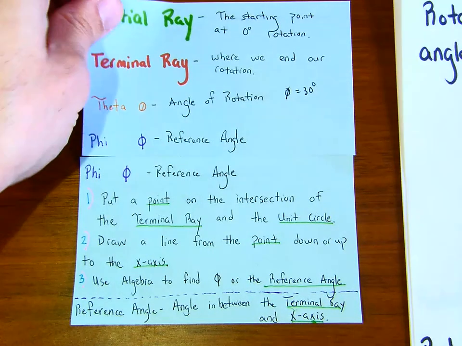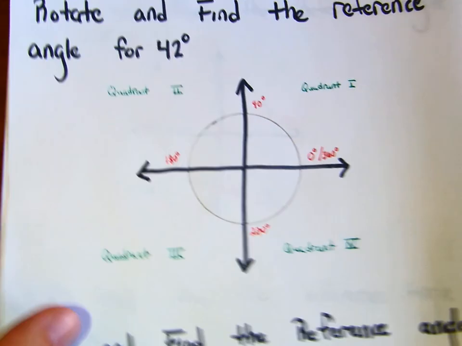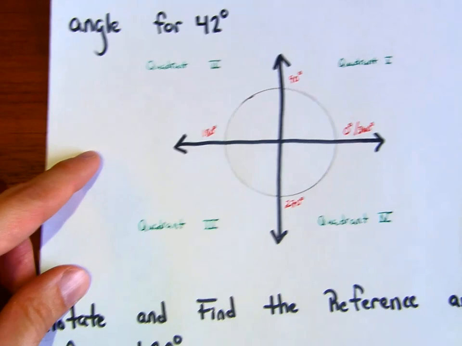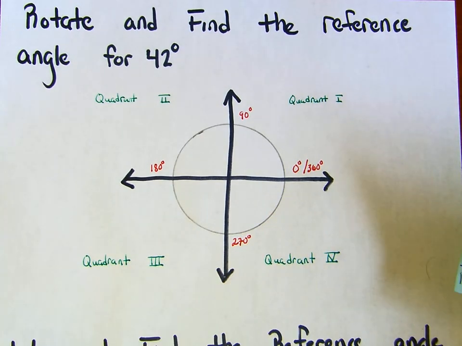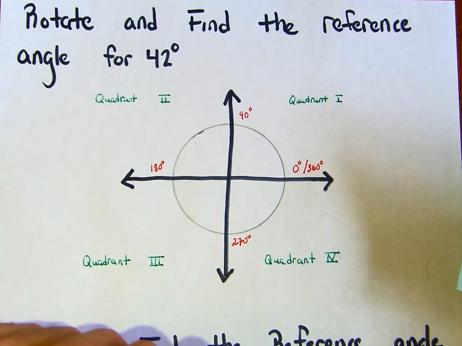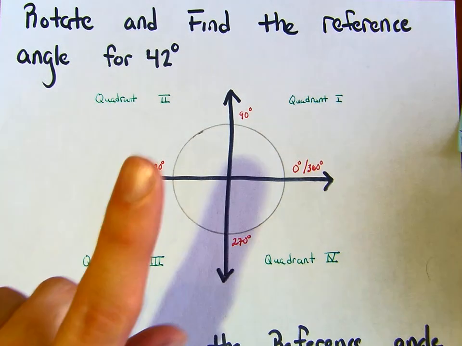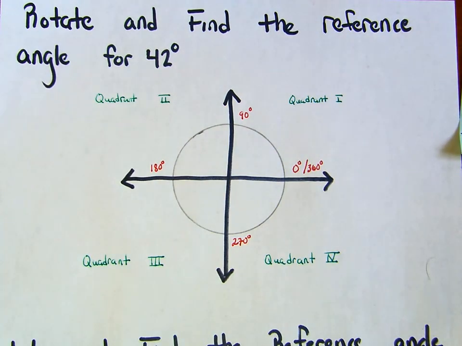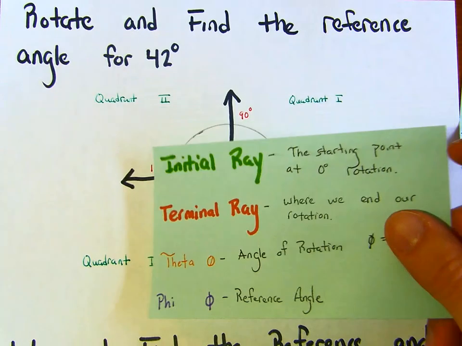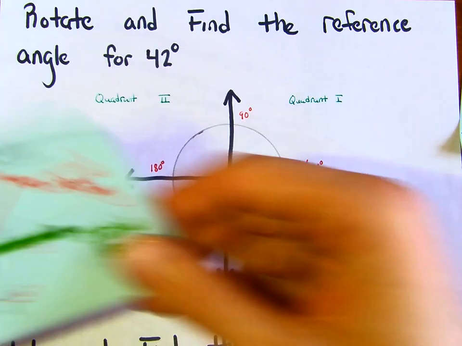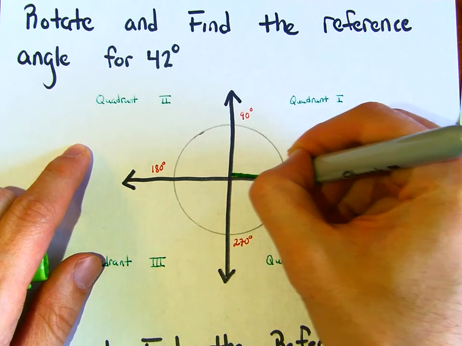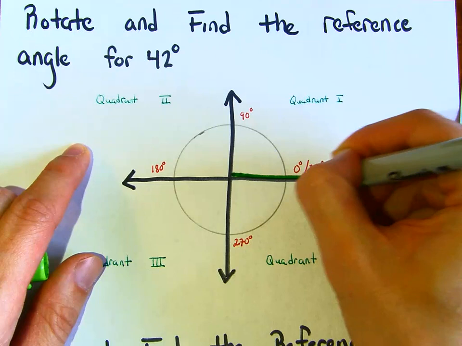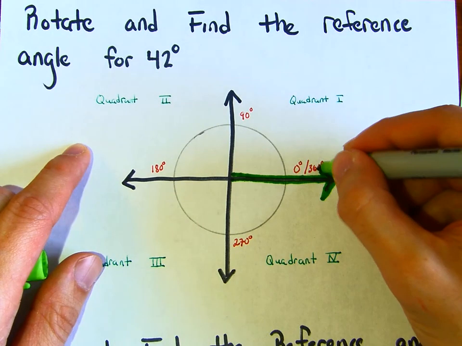Okay, so for the first part, let's have this in our notes. Let me take this paper away as well. Okay, this looks good. Here it says rotate and find the reference angle for 42 degrees. So what's the first thing we're going to do? Step number 1, we need to have the initial ray. Where is the initial ray? The initial ray will be in the beginning. So first, let's have this over here. Now there's our initial ray.